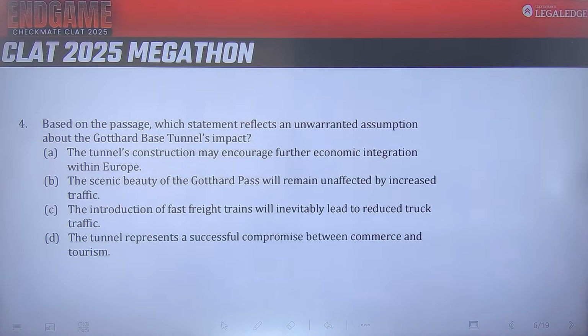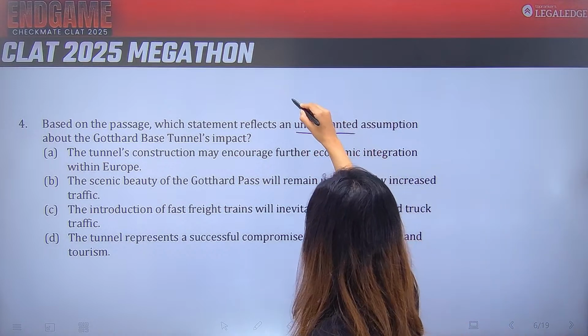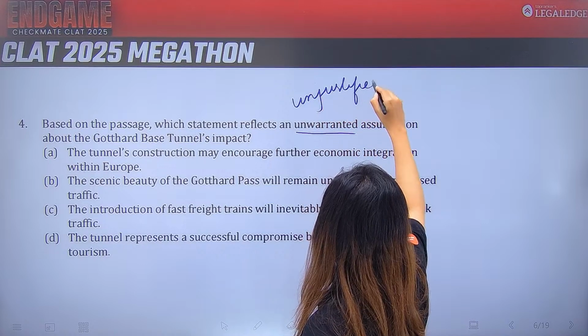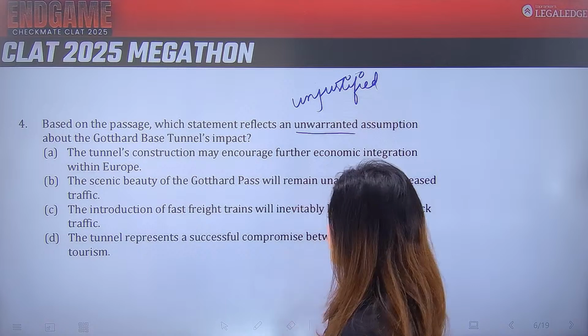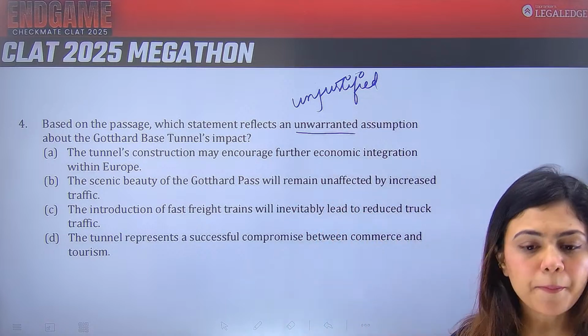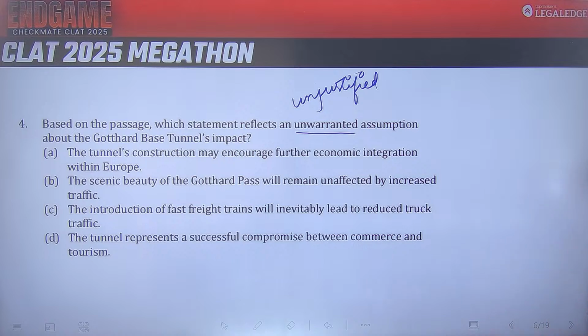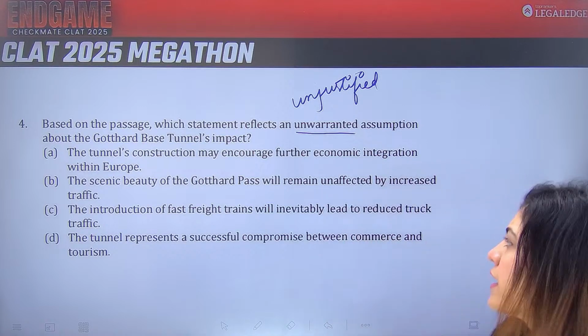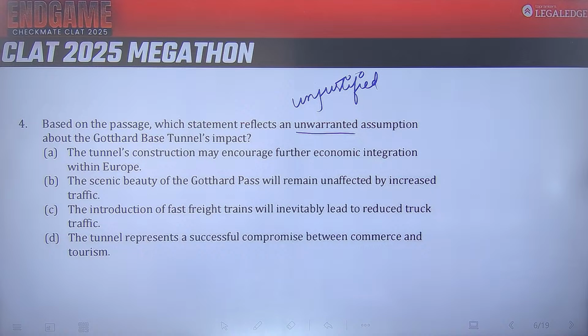Based on the passage, which statement reflects an unwarranted assumption? I already told you unwarranted means unjustified, something that cannot be justified from the passage. So what do you guys think? I think this was one question where people made mistakes. क्या तुम लोगों को पैसेज पढ़ के ये समझ में आया है that the tunnel's construction is actually going to encourage further economic integration within Europe?